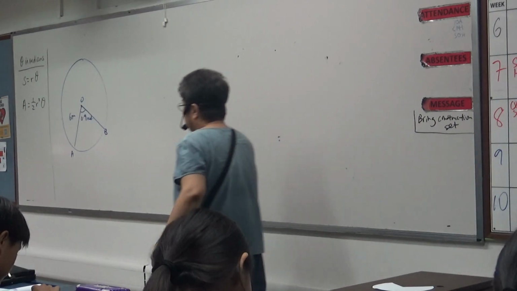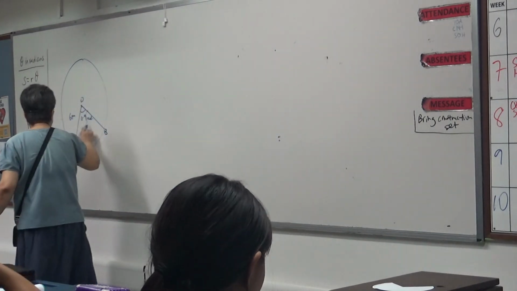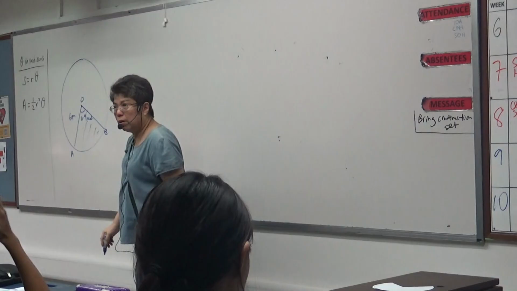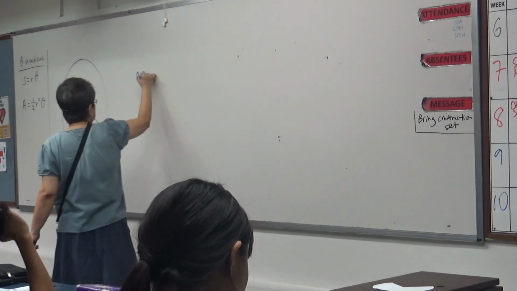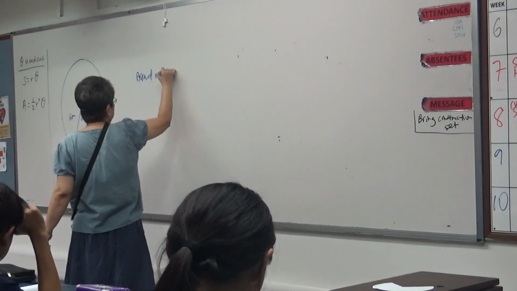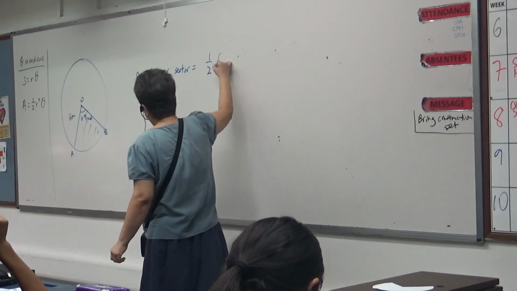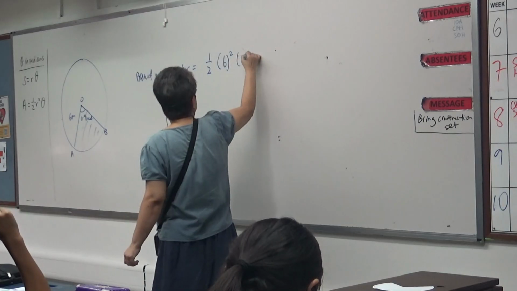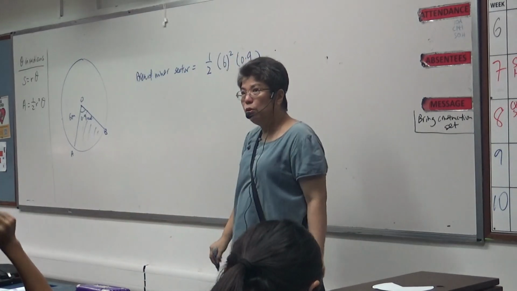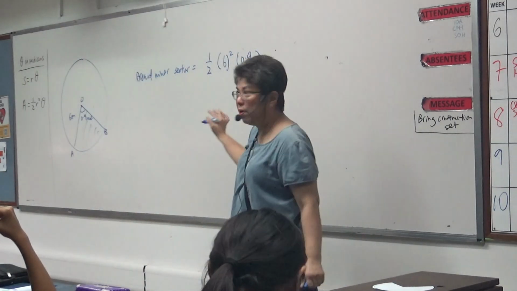Area of minor sector means this one, right? Correct. So, area of minor sector will be half r squared theta. Can you see? You don't need to write that, just substitute in carefully. Half r squared theta.